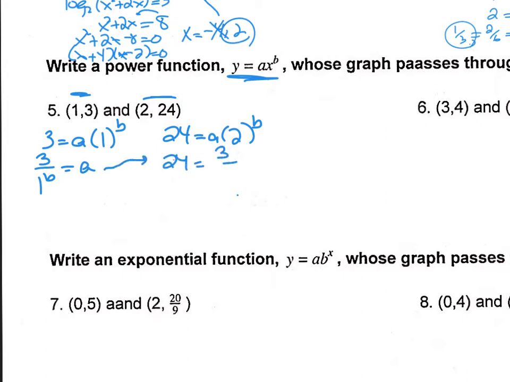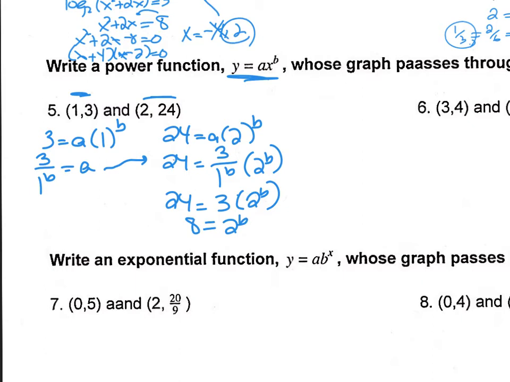So I'm putting 3 over 1 to the B times 2 to the B. Now, because the 1 and the 2 have the same exponent, you're allowed to divide those and just keep your exponents. So 2 divided by 1 is 2. So that's really 2 to the B times 3. So I'm dividing both sides by 3 right there, and I get 8.